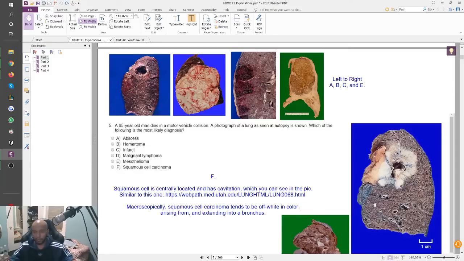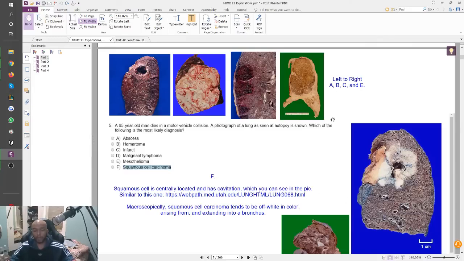Okay, so then you look at all your answer choices. Is this an abscess? Is it a hamartoma? Or is this an infarct? Could it have been a malignant lymphoma? You might not even know how that looks. Is this a patient who had mesothelioma? Or could this just have been someone with squamous cell carcinoma? And if you remember your lung cancers very well, then you would immediately pick F and just move on, because this is squamous cell carcinoma.